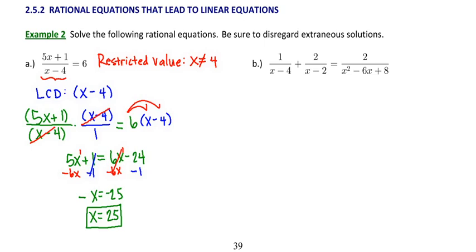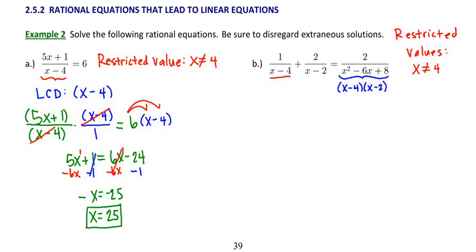In order to identify our restricted values, we need to be able to look at the individual factors of all of the denominators present. So it would be helpful on the right side to go ahead and factor this quadratic denominator. Clearly, this factors as x minus 4 times x minus 2. So observing each unique factor in each denominator, we can identify our restricted values. Looking at the first denominator on our left side, if we set that equal to 0 and solve for x, we would get x equals 4.